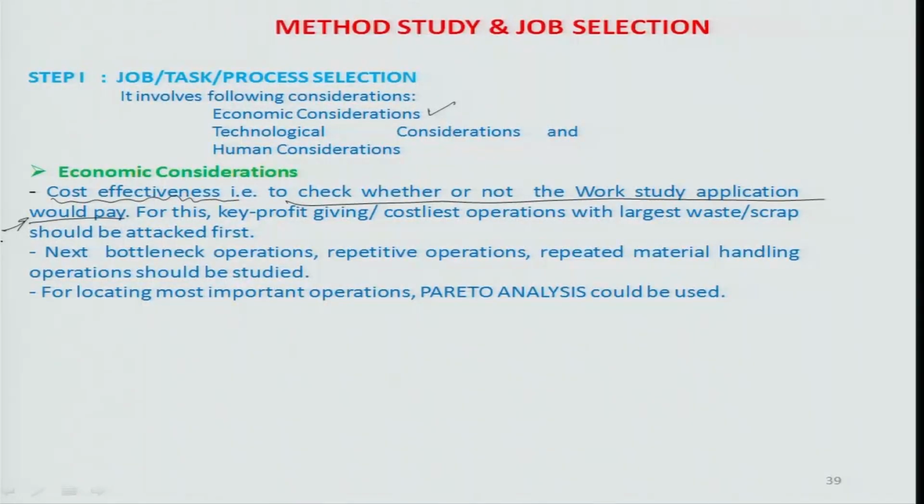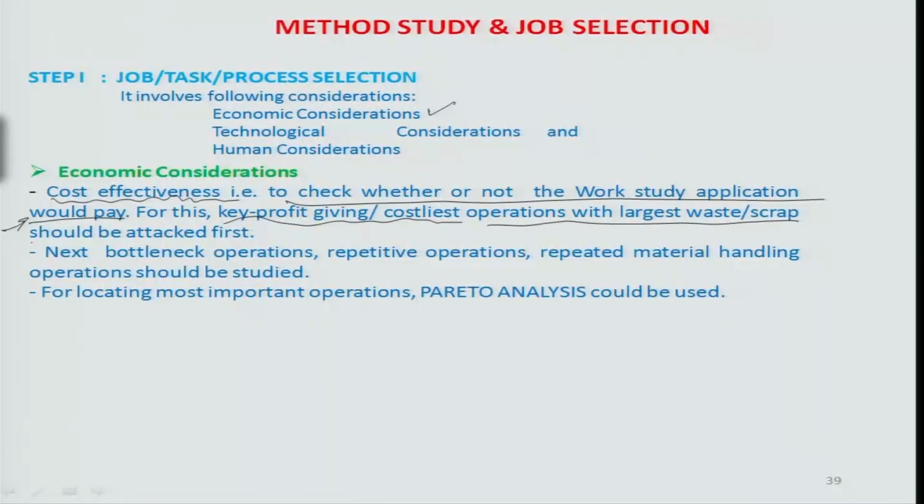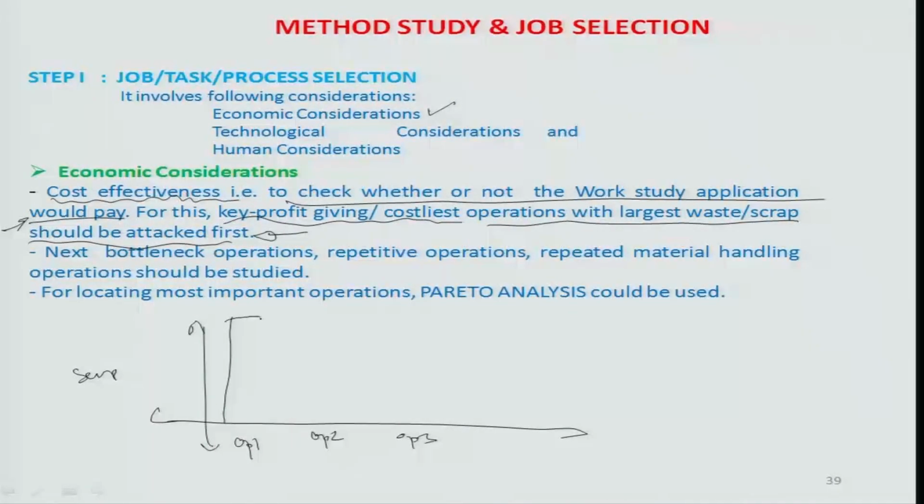So, the first job for the management which is implementing the work study is to find out whether their system has enough slack which can be reduced, and it will create enough dent or impact on the overall economics. And so, for this, the key profit giving or costliest operations with the largest waste or scrap should be attacked first. So, that is why I said Pareto analysis. Okay. So, as you know, let us say for example, if we wanted to look at some operations, operation 1, operation 2, 3, and then look at scrap, you will see that the majority of the scraps would come from probably only about 20% of the operations. Okay. So, this is let us say 80, this is about close to let us say 50, and these are some units let us say of sequences of machines, and the remaining ones are probably less than 10%.